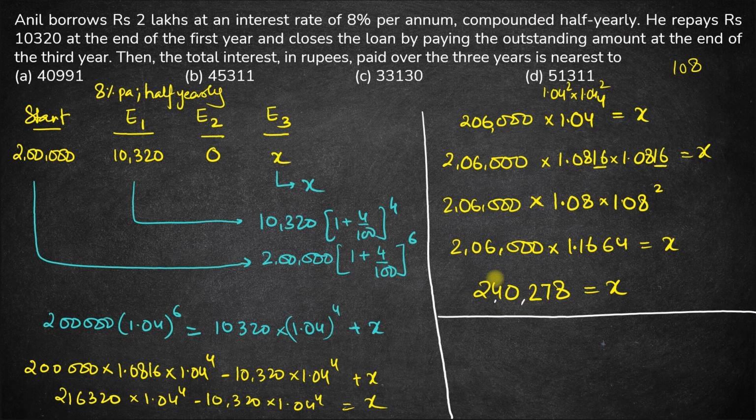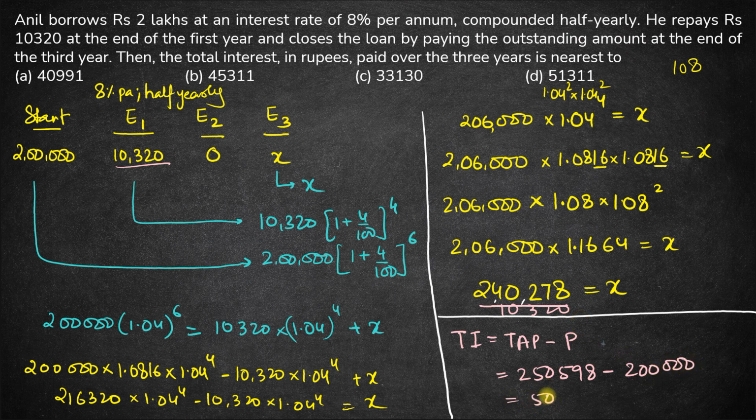So the installment at the end of third year is 2,40,278. So now the question is, what is the interest paid? Now the total interest paid is the total amount paid back minus the initial principal. So the total amount paid back is this plus 10,320. So this plus 10,320 is going to be 2,50,598 minus the amount borrowed, which is 2 lakh principal. So this comes out to be 50,598.